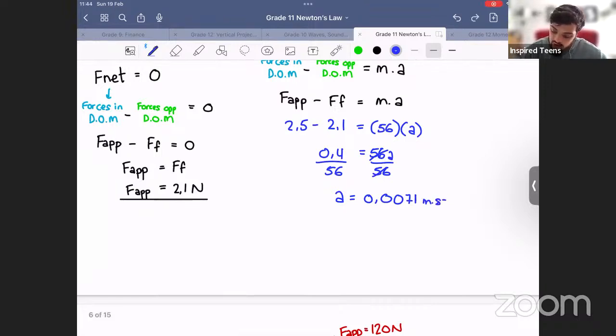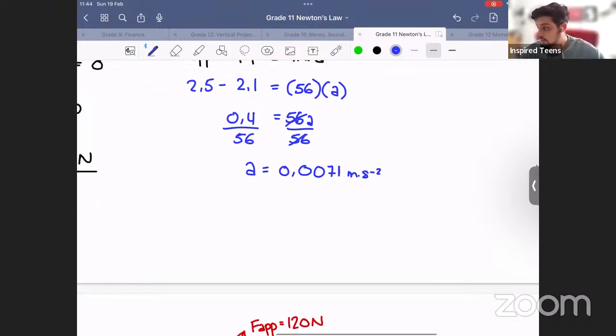Very, very slow acceleration. Acceleration is to the -2. One second, I just want to confirm our answer. If anyone did the calculation, please confirm with me that it is correct. Yeah, it is indeed correct.